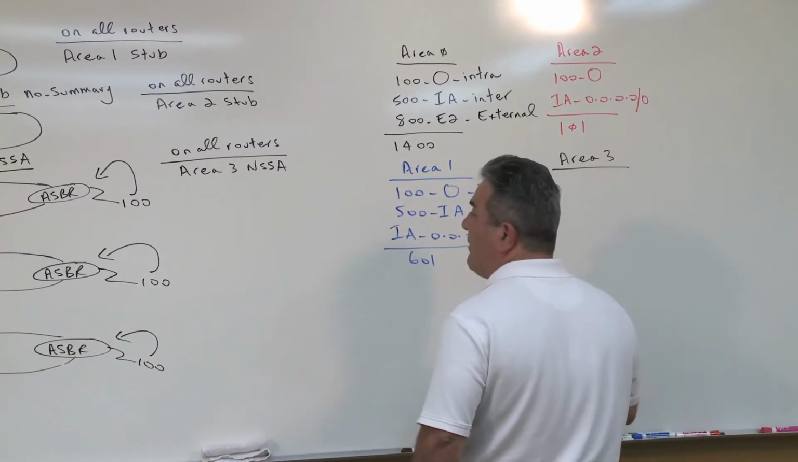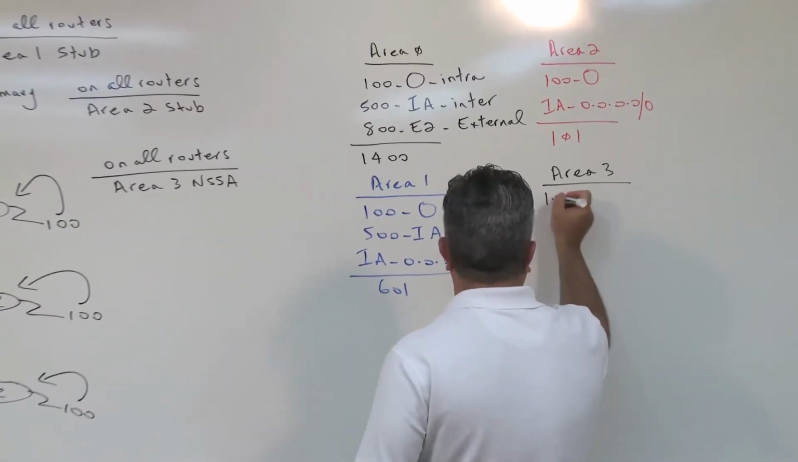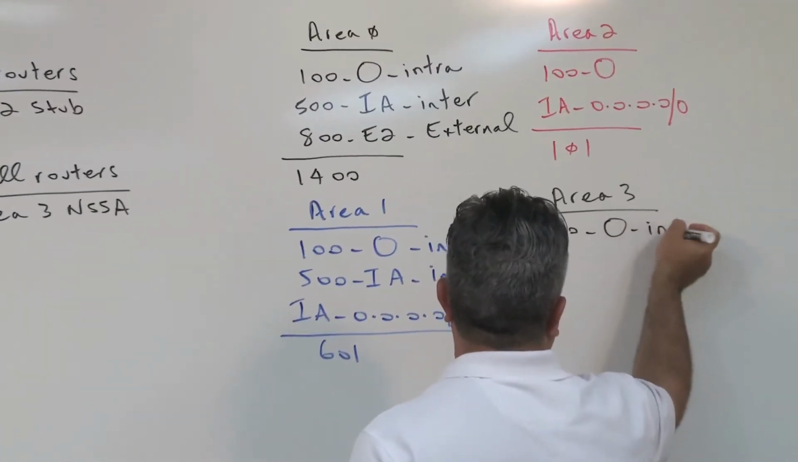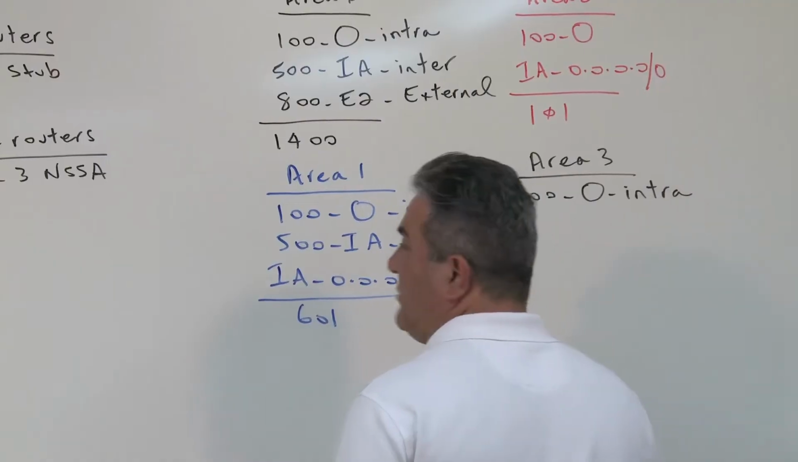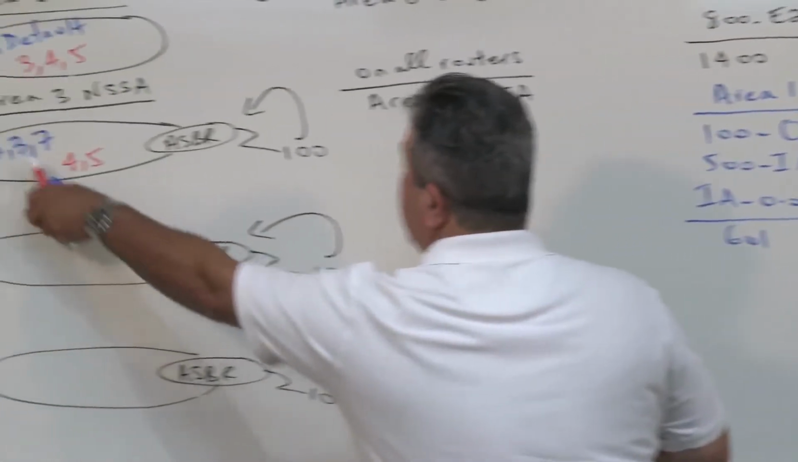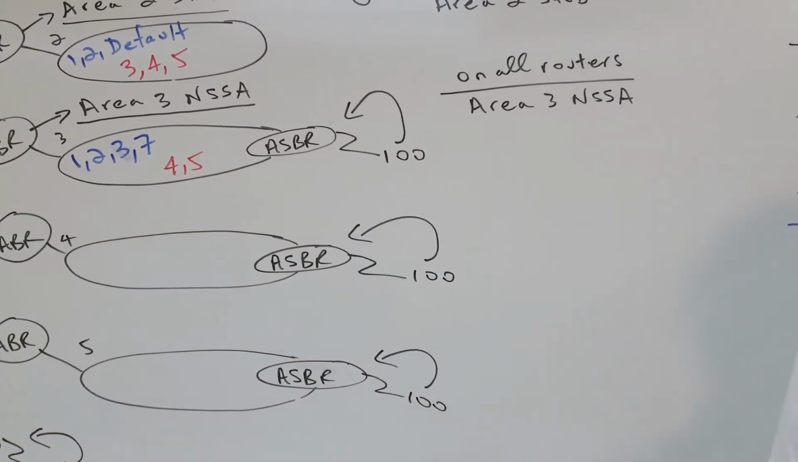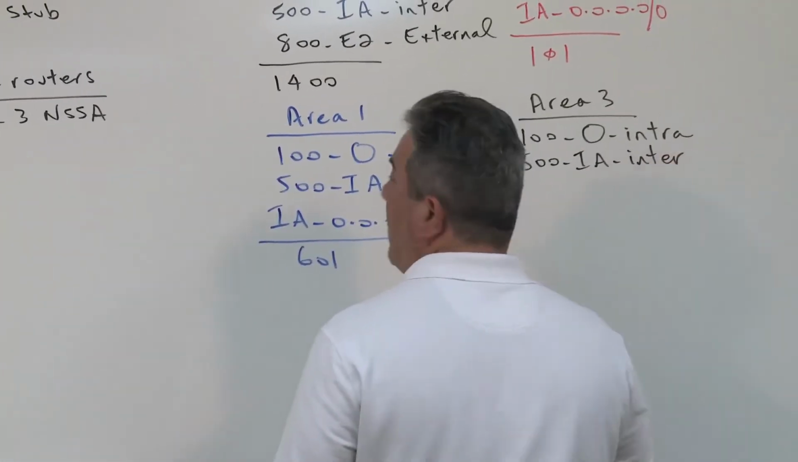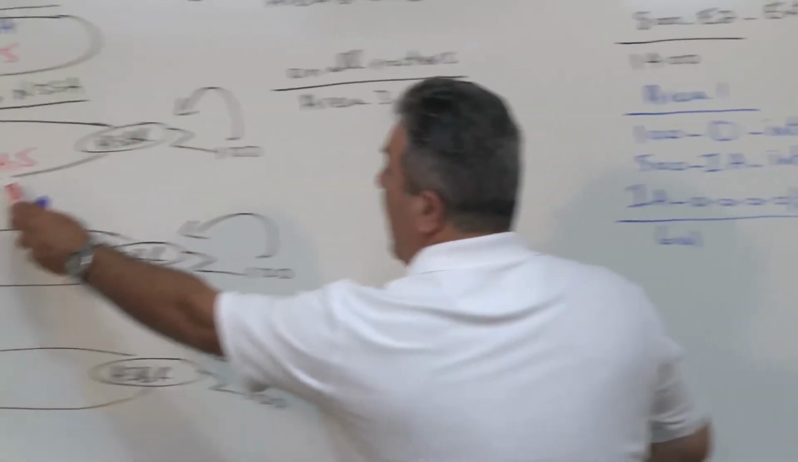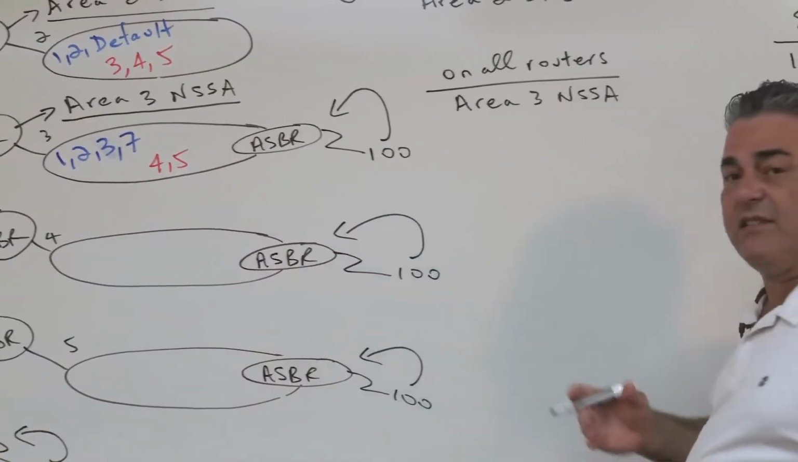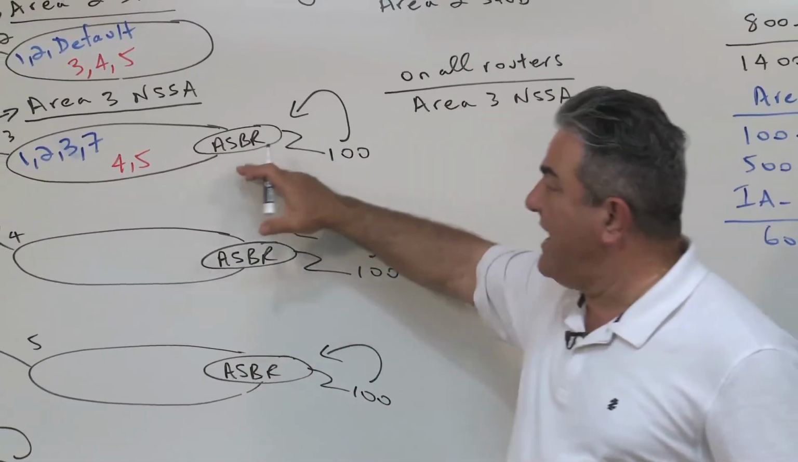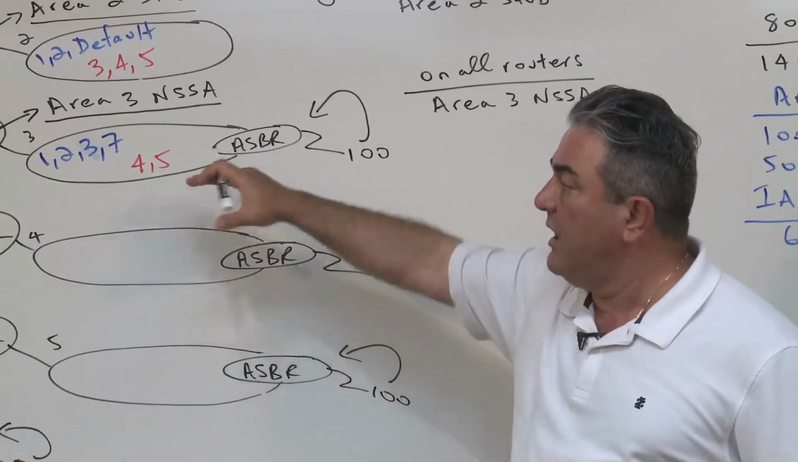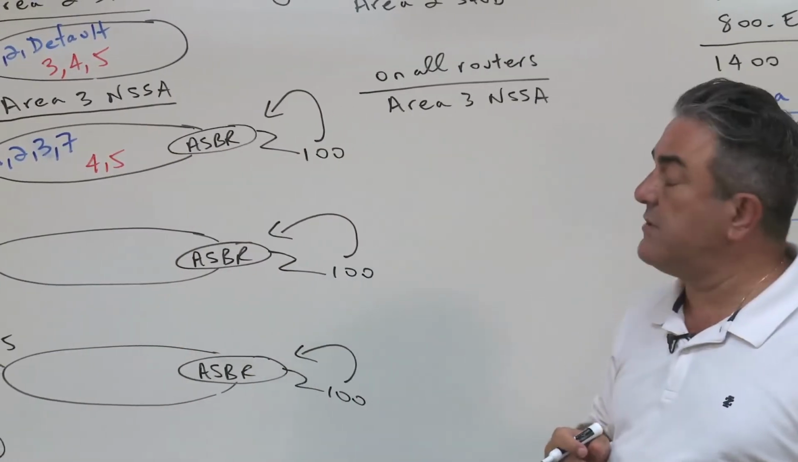I'm going to do a show IP route OSPF. I'm going to see my own 100 routes. These are intra-area routes. I see LSA type 3s. These are 500 IA routes. These are inter-area routes. I see type 7s. These are the routes that the ASBR is redistributing into this routing domain.